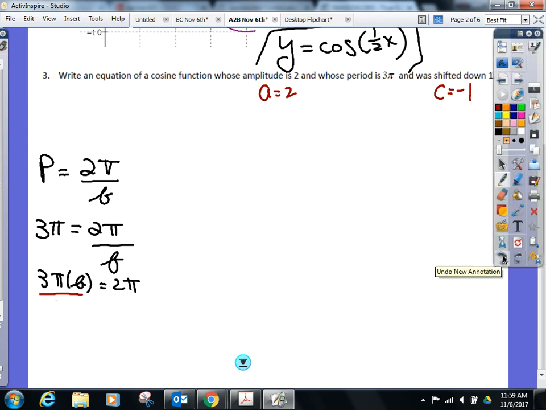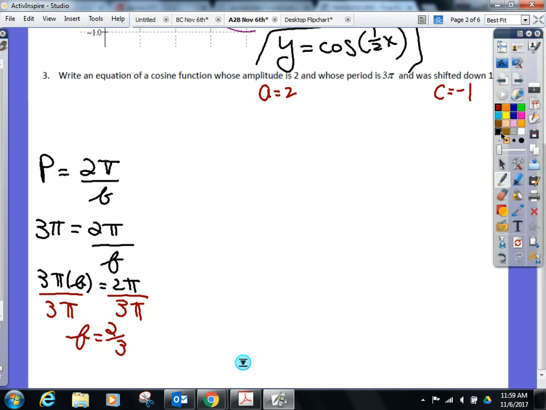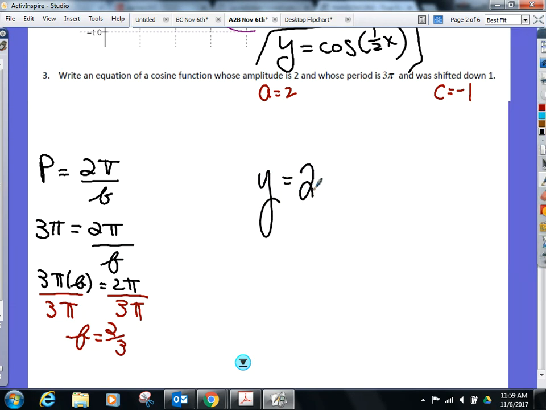Here we go. Emma, what cancels out here? And my frequency is 2/3. Want to put it together there, Annika, for me? Y equals. Perfect, thank you.